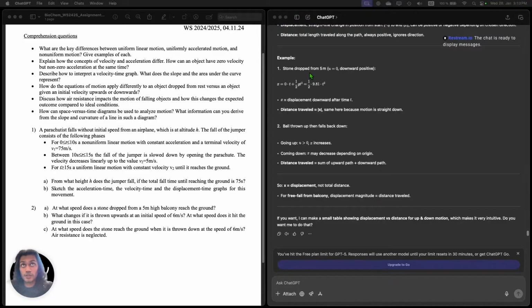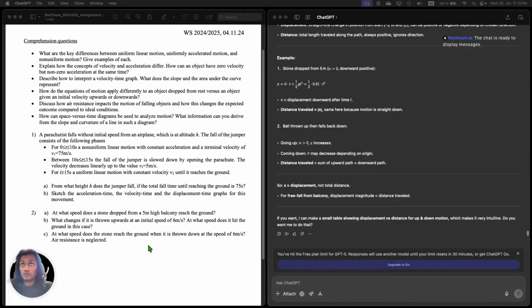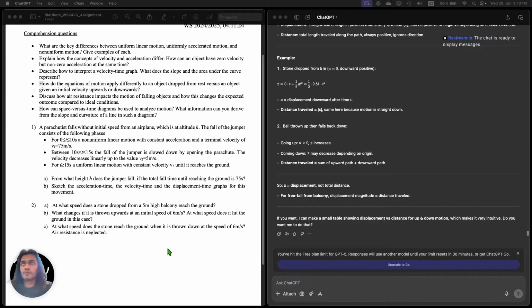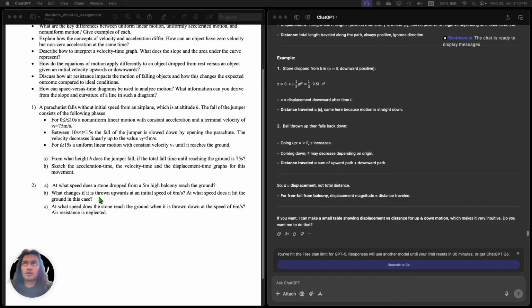So what we're doing is physics. The second part of the question was the ball thrown up and the distance traveled, because motion is in a straight line.